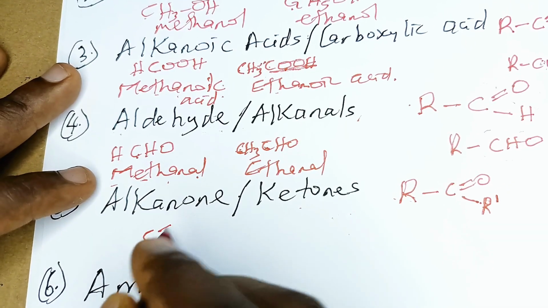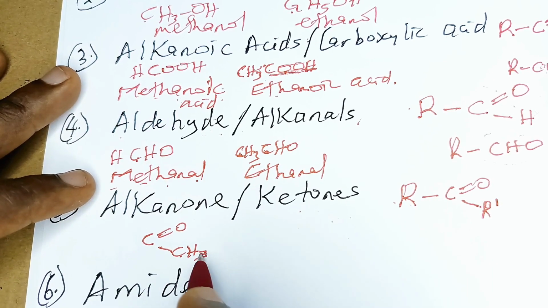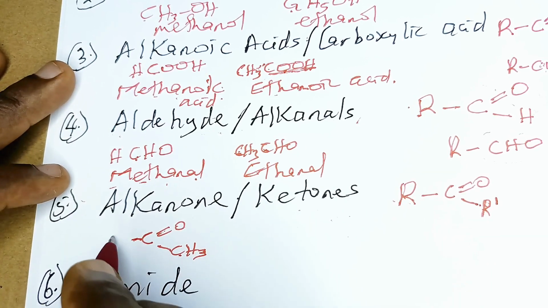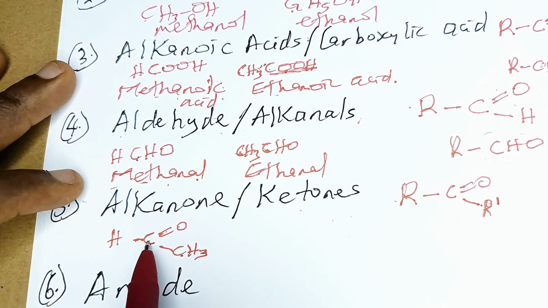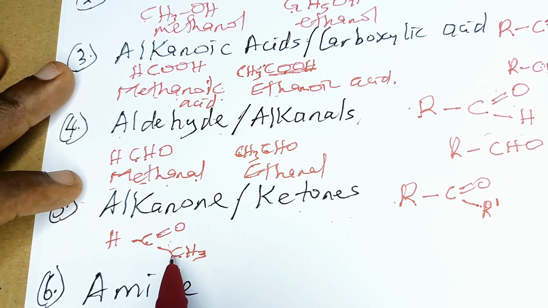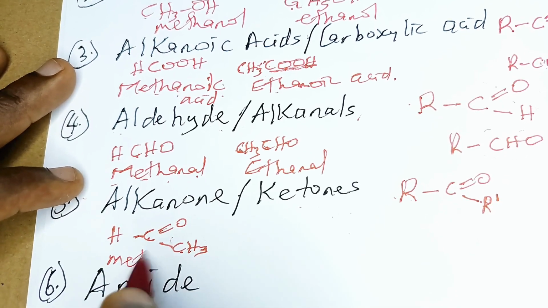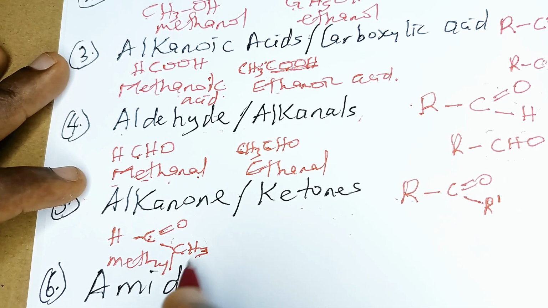If you have C double bond O and you have CH3 here, which is methyl, but here you have nothing but just hydrogen, because there is only one carbon. But this one is joined to it. It is a substituent, so the name will be different. So we call it methyl. To finish it up, this is one carbon.